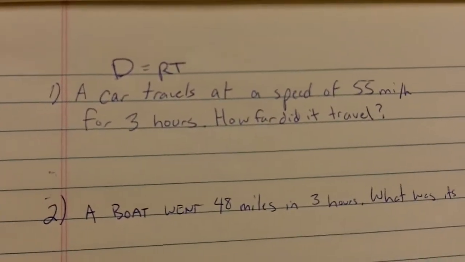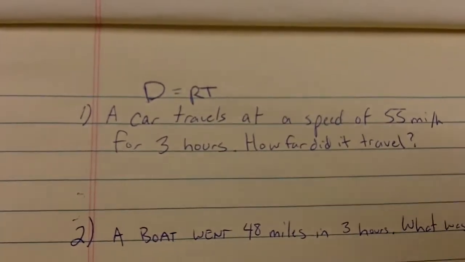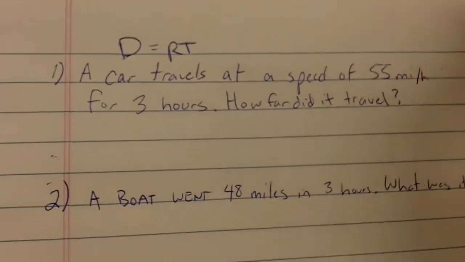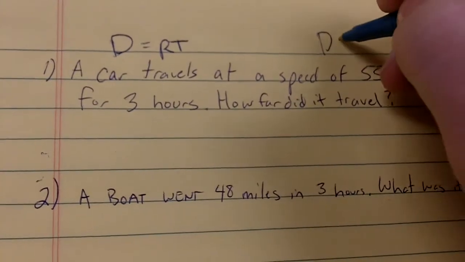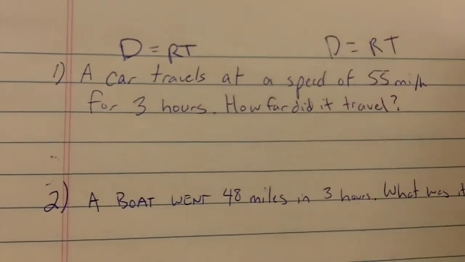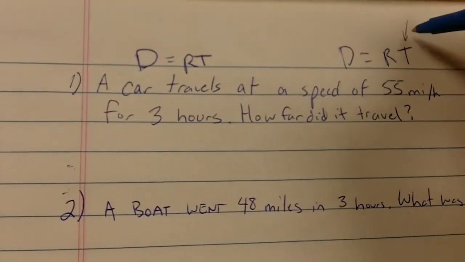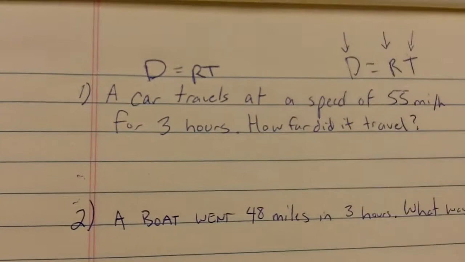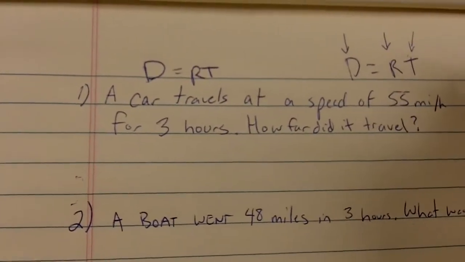A car travels at a speed of 55 miles per hour for 3 hours. How far did it travel? Okay, here's the idea on any distance equals rate times time problem. They have to give you either distances, rates, or times. So, you figure out which ones they've given you. If they haven't given you them, then you give them variables. You just leave the D, the R, the T in there, whichever one you don't have. If you do have them, you plug them in, you solve what you have.